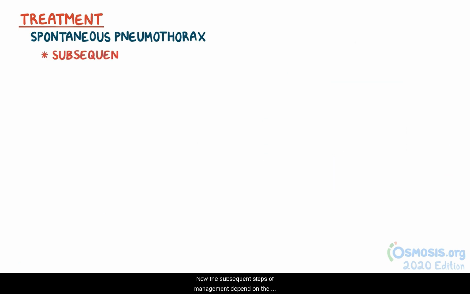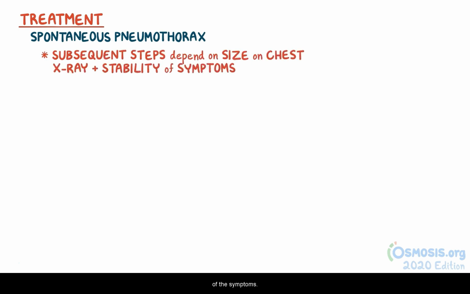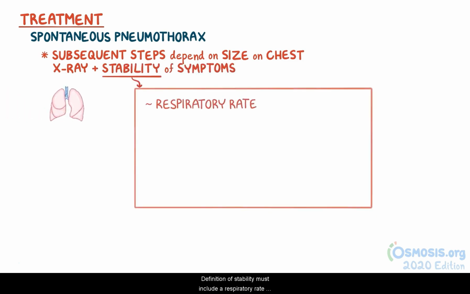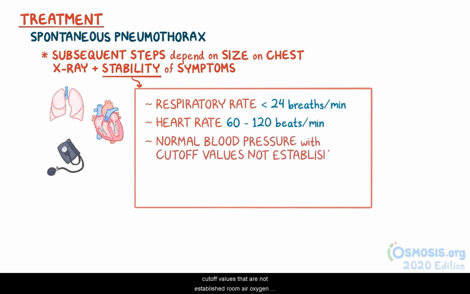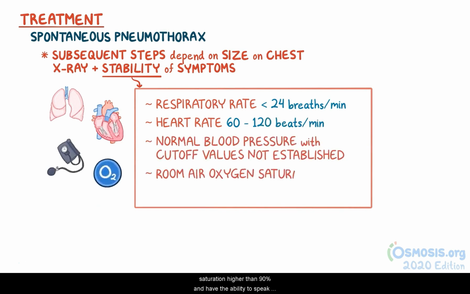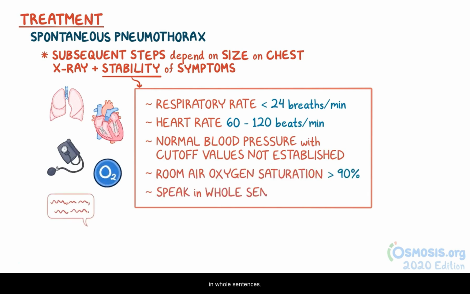Alright, now the subsequent steps of management depend on the size of the pneumothorax on chest x-ray, and the stability of the symptoms. Definition of stability must include a respiratory rate lower than 24 breaths per minute, a heart rate between 60 and 120 beats per minute, a normal blood pressure with cutoff values that are not established, room air oxygen saturation higher than 90%, and have the ability to speak in whole sentences. If any of these characteristics is not met, the individual is considered unstable.